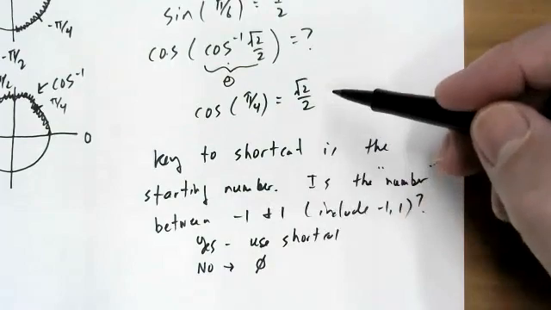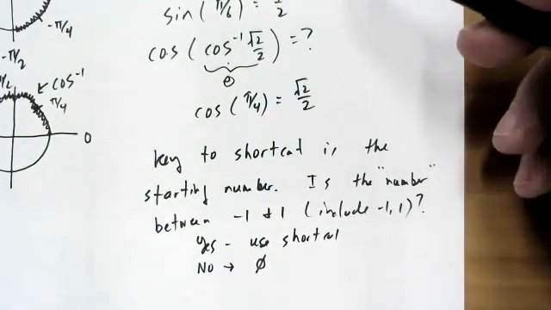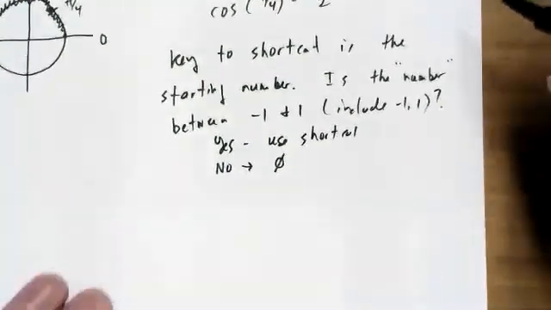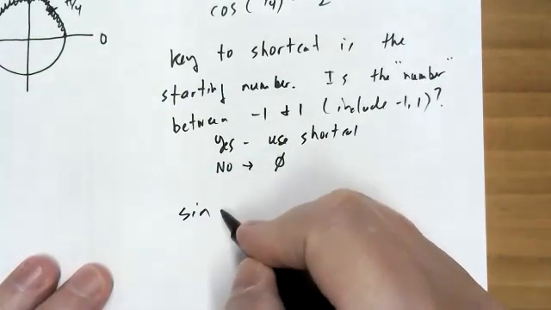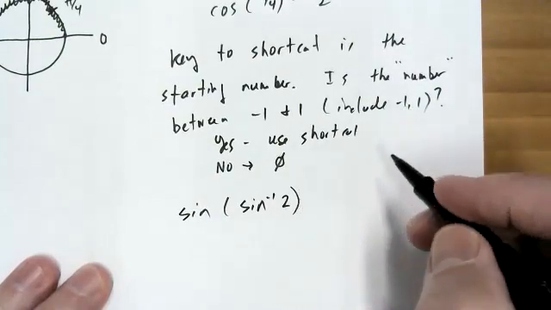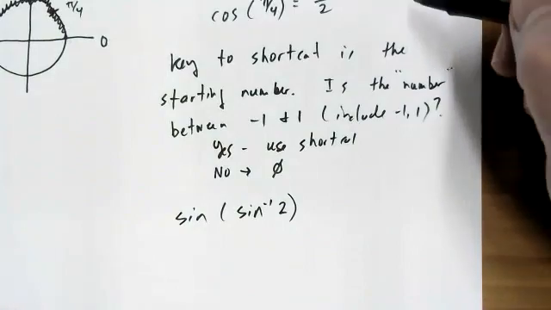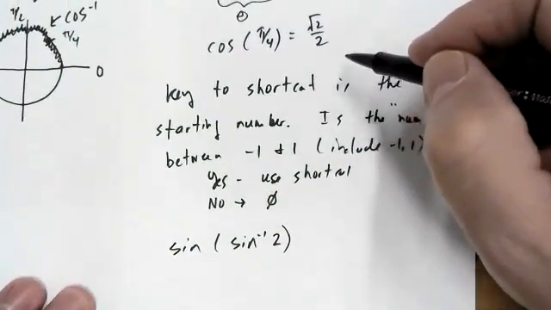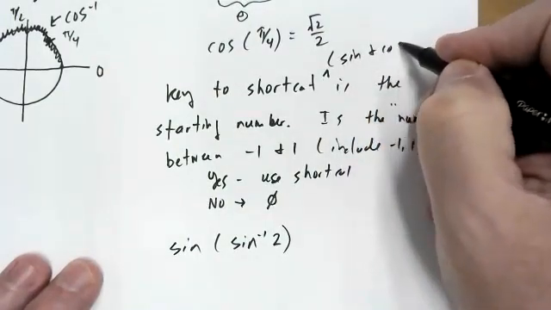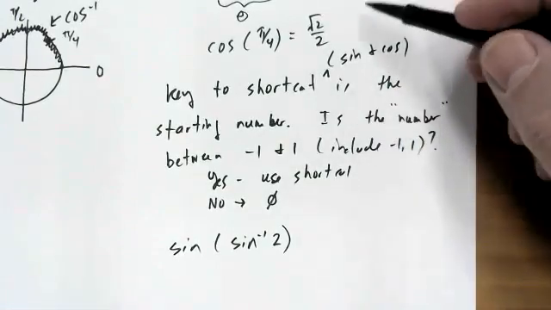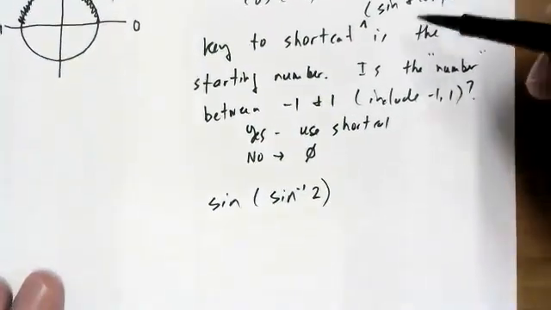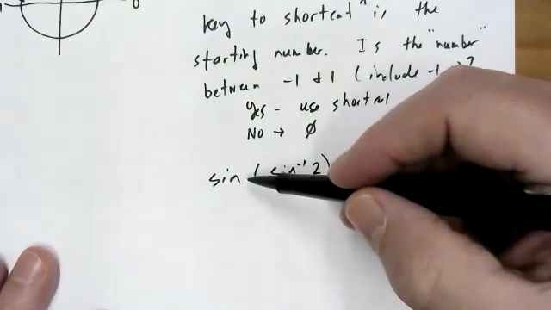No. What's up with this? Well, if you think about it, let me just do an example. That's probably the easiest. How about this one? Sine of the inverse sine of 2. I should qualify this: key to the shortcut for sine and cosine. Tangent, it's not the same rule, but for sine and cosine, this is how you check if the shortcut works.